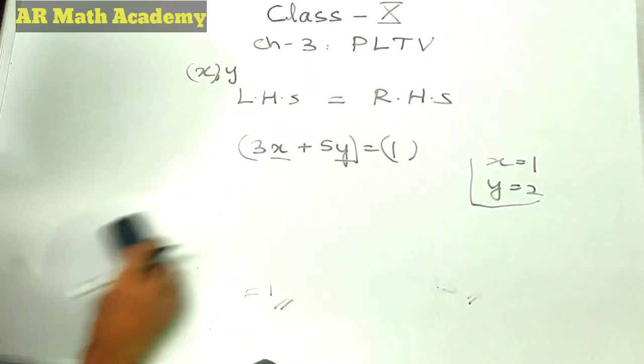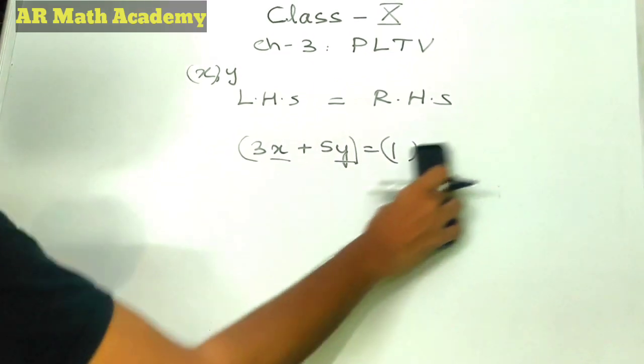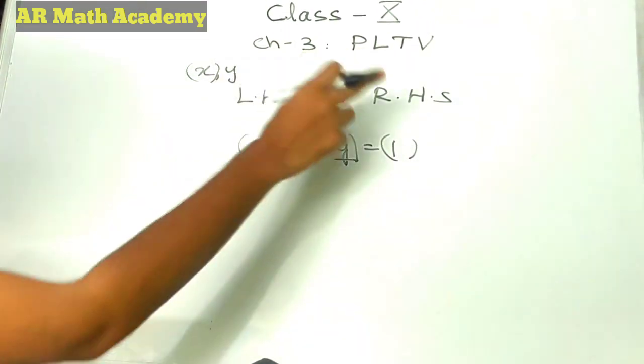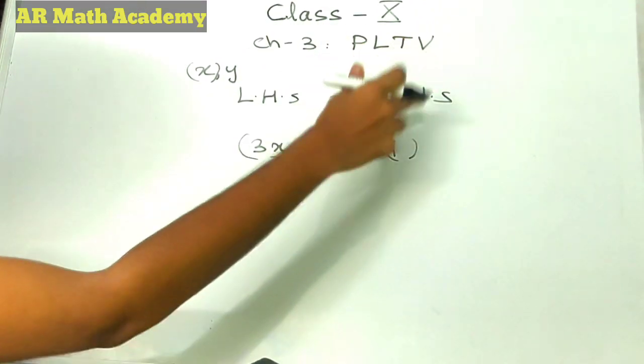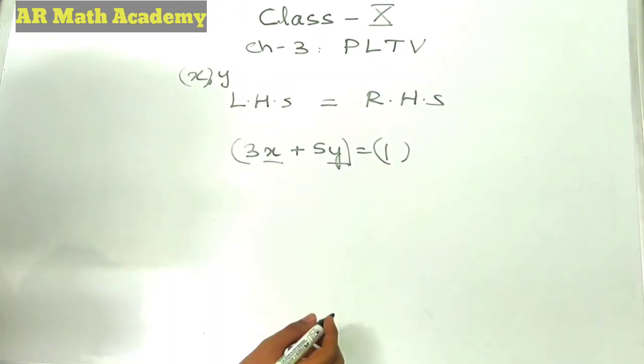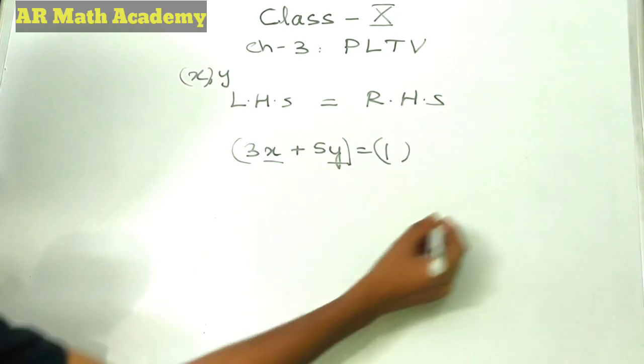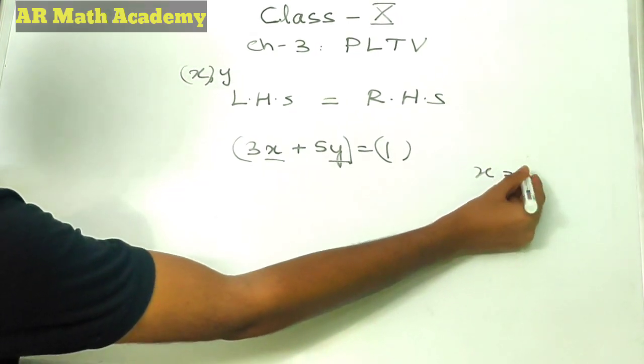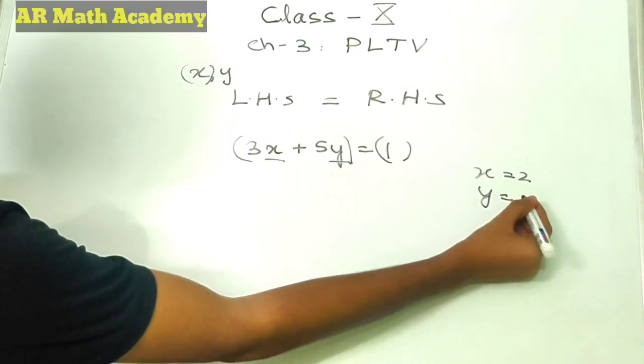Now let me give you the same example with suitable values of x and y. I chose 1 and 2, which are random values for x and y, right? Now I will choose suitable values for x and y. Well, now let me try substituting the value of x as 2 and the value of y as minus 1.